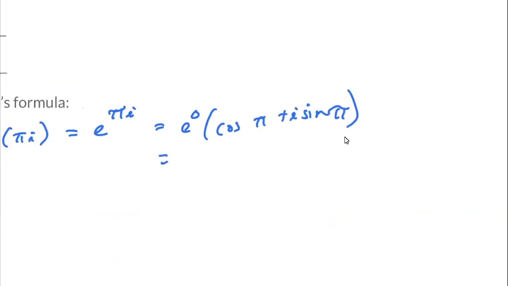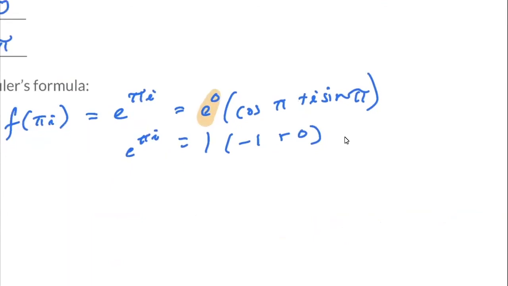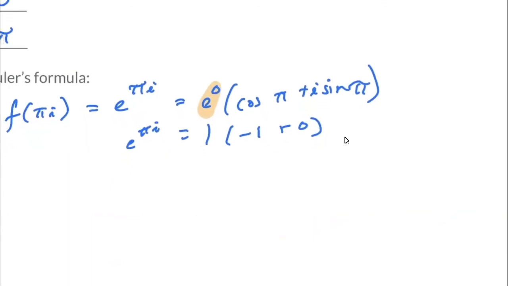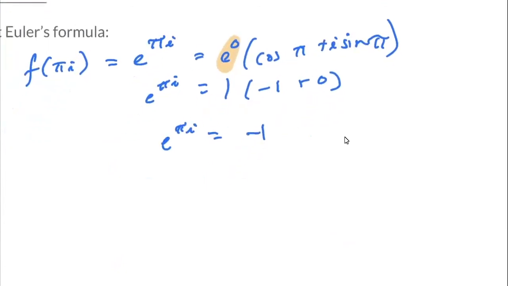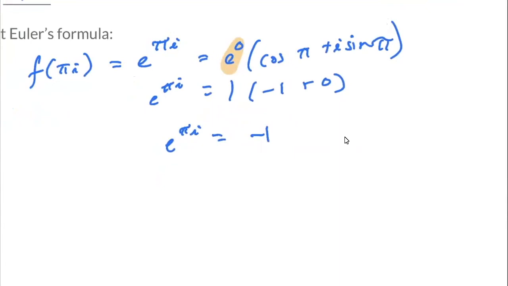Well, e to the 0th power, the nifty thing about that is that it turns into 1. And we have cosine of pi, which is -1. And then this becomes plus 0. So that still equals e to the pi i. Multiplying all those together, I have e to the pi i equals -1. And then if I move over this -1, I end up getting e to the pi i plus 1 equals 0.